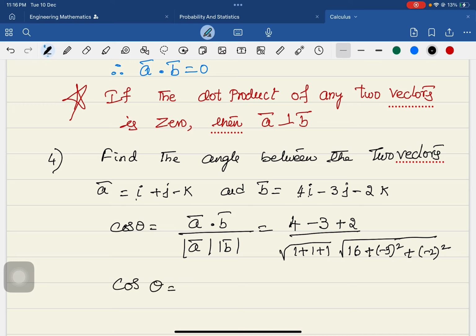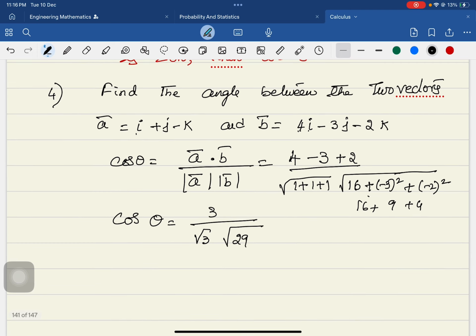Cosine theta is equal to 4 minus 3 is 1, plus 2 is 3, by root 3 times, what is this value? 16 plus 9 plus 4, which is 29, square root of 29. Cosine theta is 3 by root 3 into root 29. So what is theta? Cosine inverse of 3 by root 3 into root 29. So this is the angle between the two vectors. I hope you could understand.